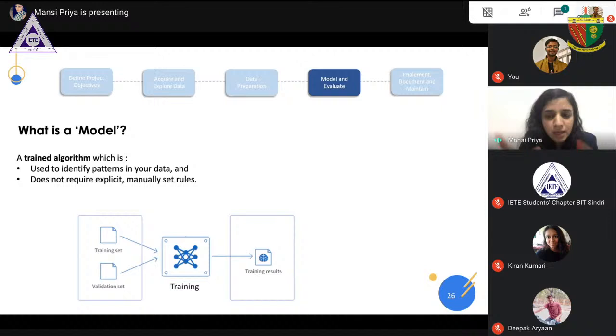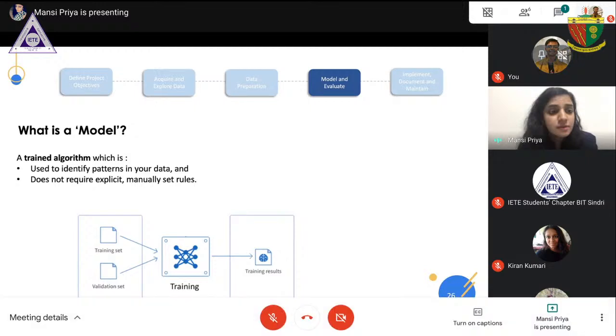Next comes the model and evaluate step. Till now, you and I would have heard people speaking many times about the machine learning model, model, model. So what is actually a model? A model is nothing but just a trained algorithm, which is used to identify patterns in your data, and it does not require any explicit or manually set rules. I will help you understand these explicit and manually set rules with an example.